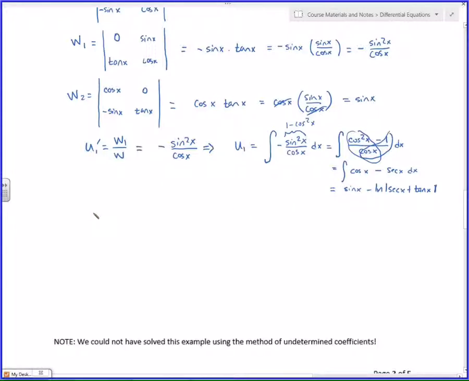Wait, is that natural log of the absolute value of secant of x plus tangent of x? That's my u1. Why did you flip the order? Oh, it's negative. Yeah, I think I said that, but I did it really fast. So I have a minus sine squared, so a minus of 1 minus cosine squared. I just distribute the minus, that gives me a minus 1 and a plus cosine squared.